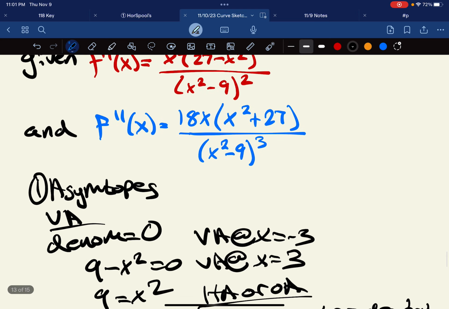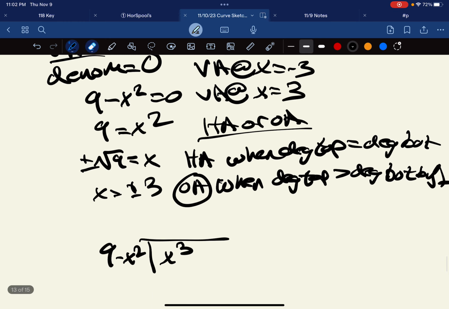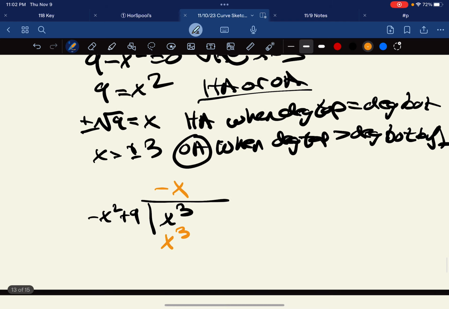So what we're going to do is go 9 minus x squared into x cubed. We are doing polynomial long division here, and I'm actually going to rewrite this as negative x squared plus 9. It's just going to make the division easier. How many times does negative x squared go into x cubed? That's going to be negative x times, because when we multiply negative x by negative x squared, we are going to get x cubed, and then that is going to be minus 9x.